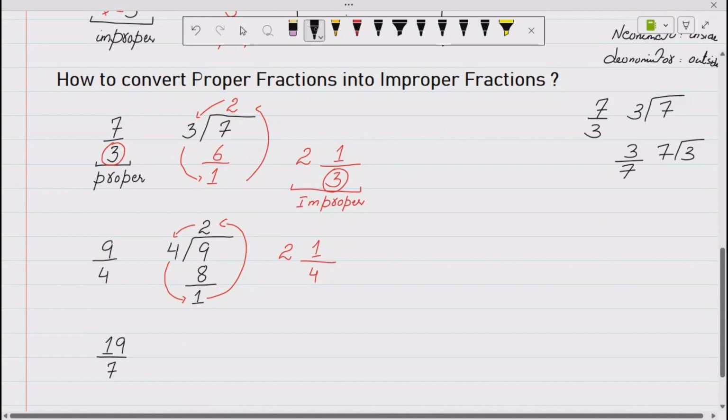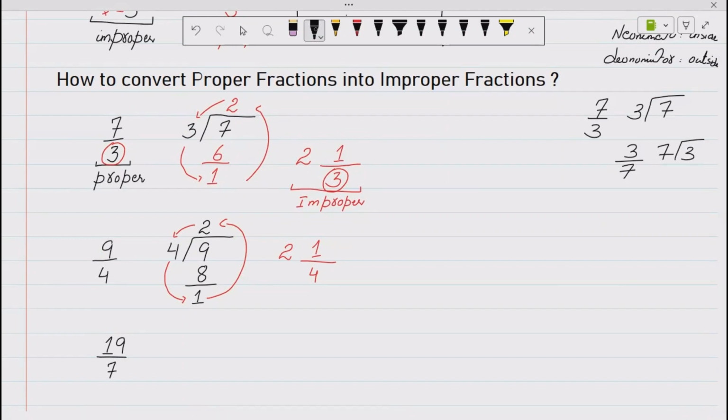Okay, so this is a proper fraction. Now let's convert this proper fraction into an improper fraction. So let's see how we can do that. 19 is the numerator, it comes inside, 7 is the denominator, it comes outside. Now we have to read the table of 7. 7 1 is 7, 7 2 is 14, 7 3 is 21. Okay, so 21 is bigger than 19, so we have to stop at 14. So 7 2 is 14.